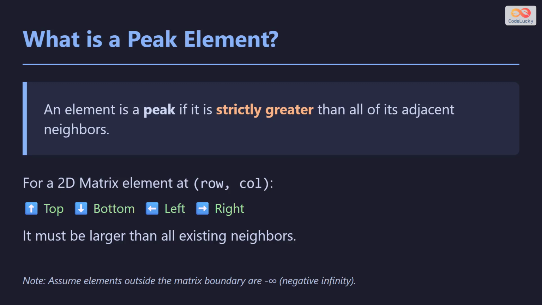First, let's define what we are looking for. A peak element in a 2D matrix is strictly greater than all of its adjacent neighbors. That means the element must be larger than the values immediately above, below, to the left, and to the right of it. Importantly, if an element is on the boundary, we assume the space outside the matrix is minus infinity.